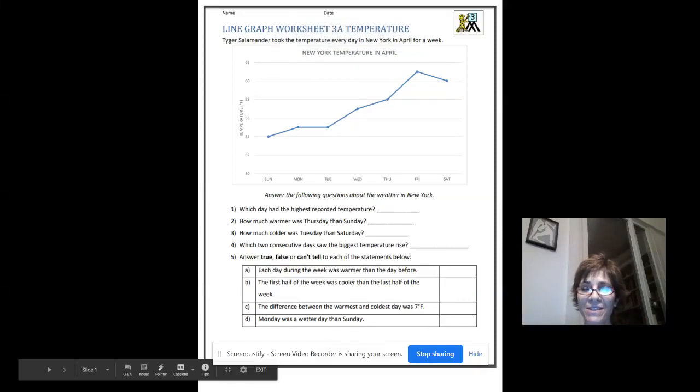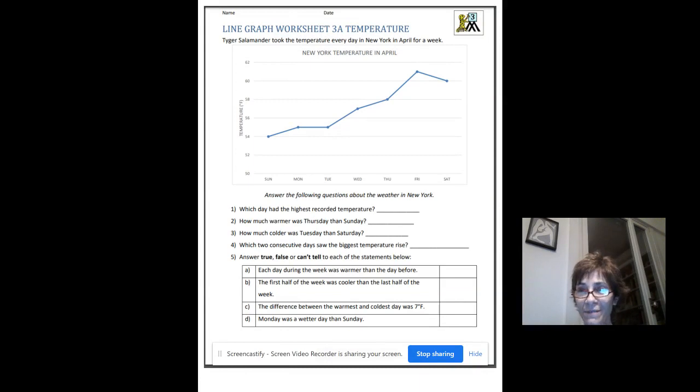Good morning, mathematicians. Today is our last lesson on data. Tomorrow we'll have a small assessment, but today I want to look at a new kind of graph. This is a line graph.